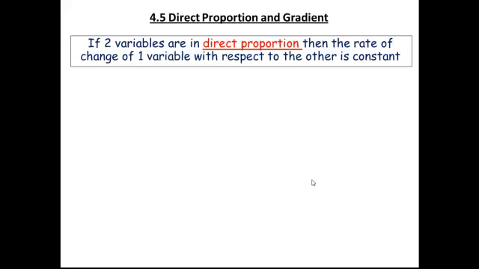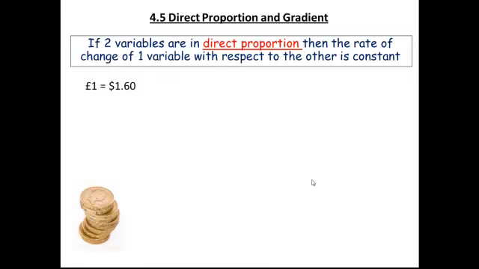We're going to take a look at direct proportion and what it means and how it's related to all of the linear graphs and the gradient that we've been studying. So just a quick definition: if two variables are in direct proportion, then the rate of change of one variable with respect to the other is constant. So that's a bit of a mouthful. We'll just take a look with an example at what that means.